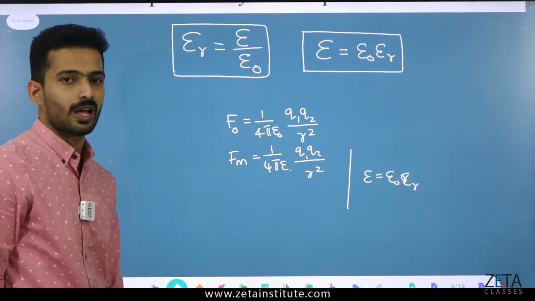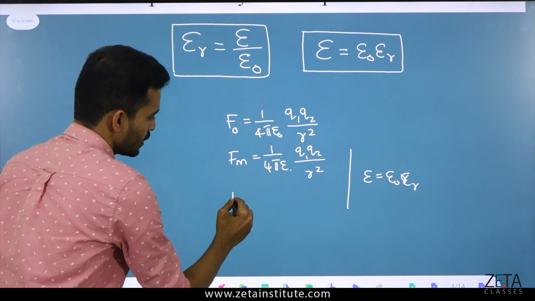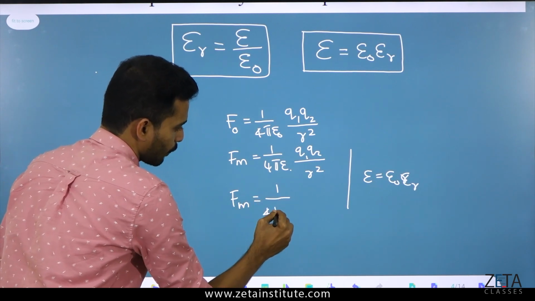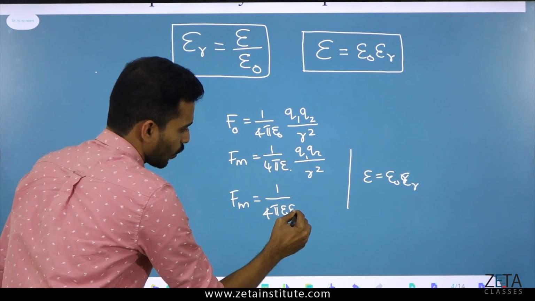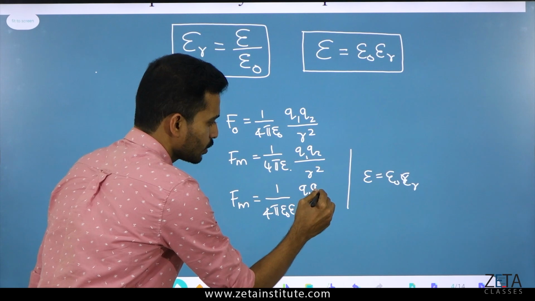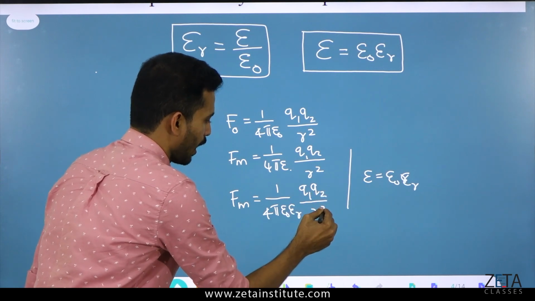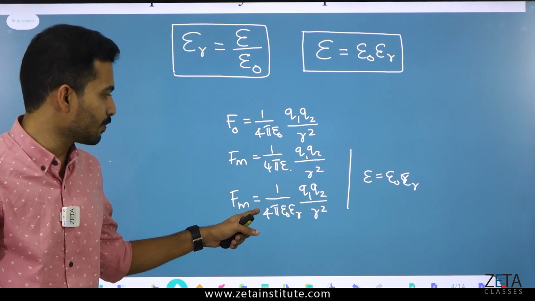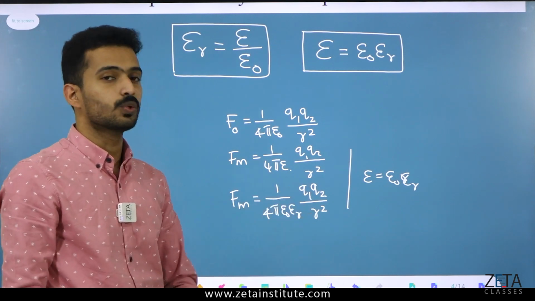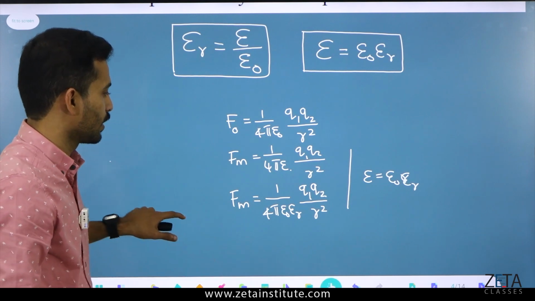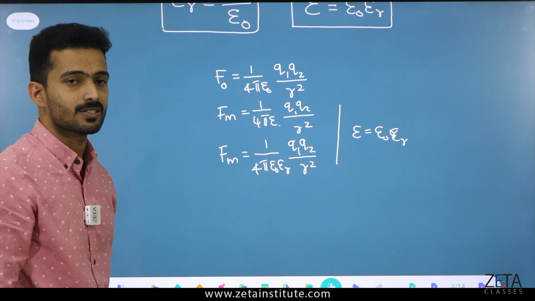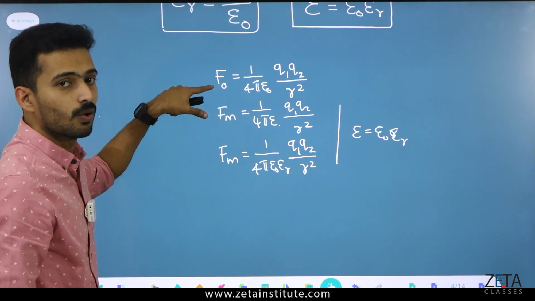Epsilon 0 epsilon r. Then how will it be? That is Fm is equal to 1 by 4 pi epsilon 0 epsilon r into q1 q2 divided by r square. The force in a medium is given by 1 by 4 pi epsilon 0 epsilon r q1 q2 divided by r square. Then what is 1 by 4 pi epsilon 0 q1 q2 by r square? That is the force in air or force in vacuum.